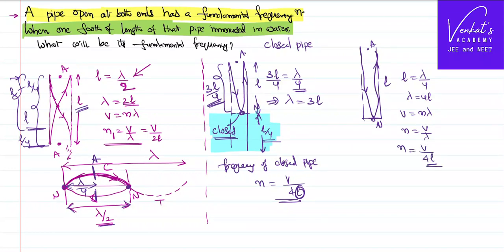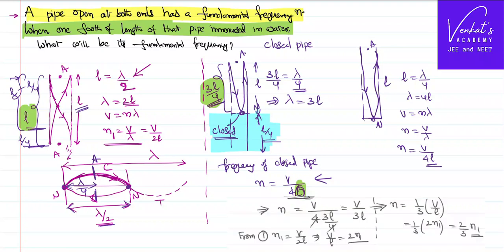I am writing that formula here. But be careful, this is not actually L here. L here is how much? 3L by 4, because I am comparing with the previous case. So in the place of that L, we are substituting 3L by 4 here. You get N as V by 3L.